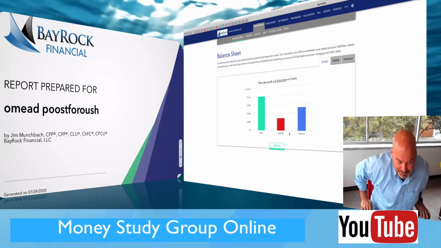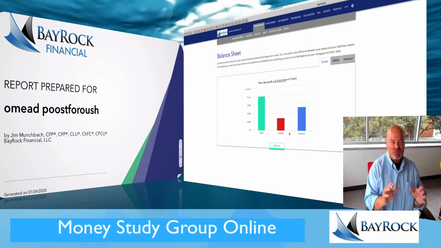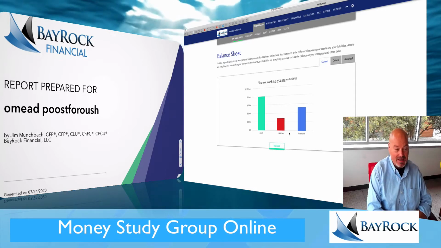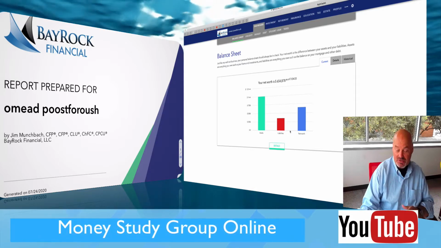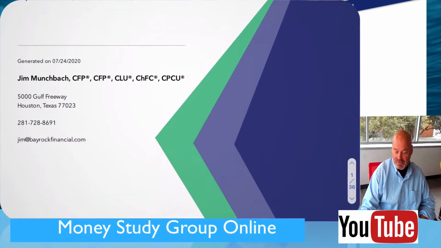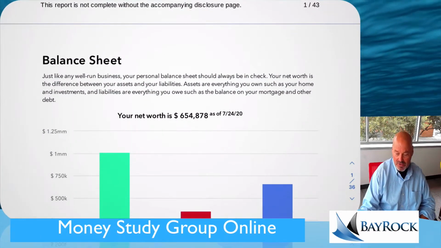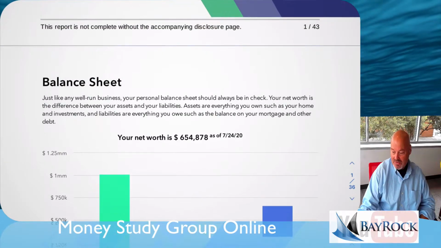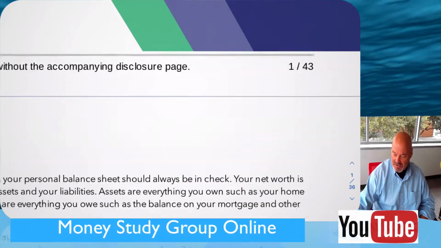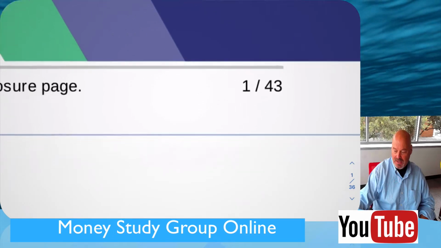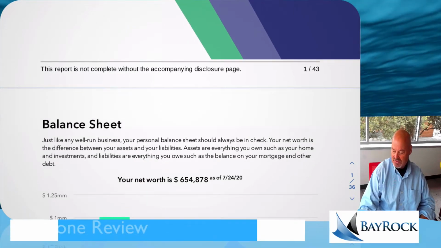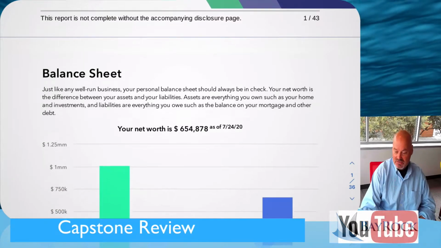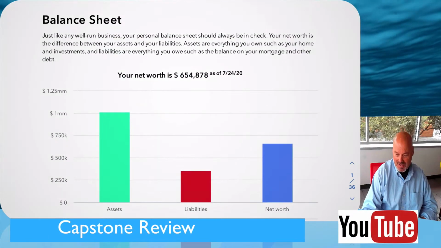I did a quick review of Omiad's plan, and I'm going to just jump right in and show you the plan. First of all, let's go through the PDF, the report. By the way, there are 43 pages to this report, and I've eliminated several, so you won't see all of them. There are probably only 36 pages right now.